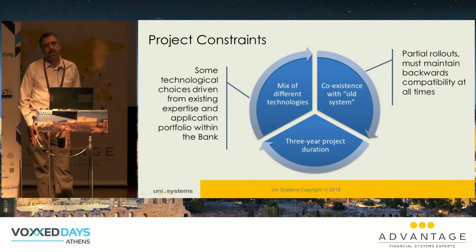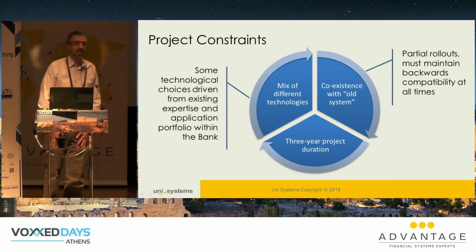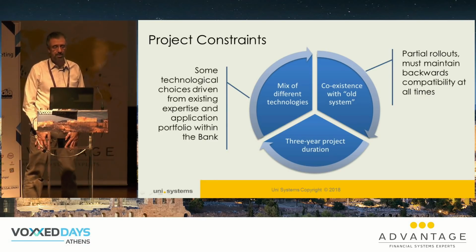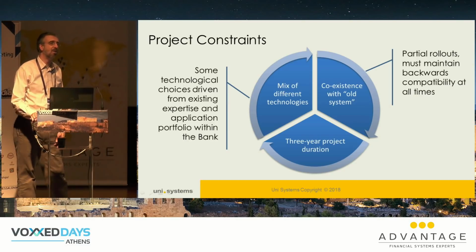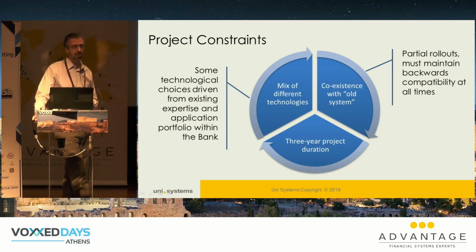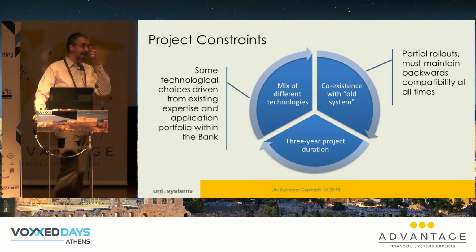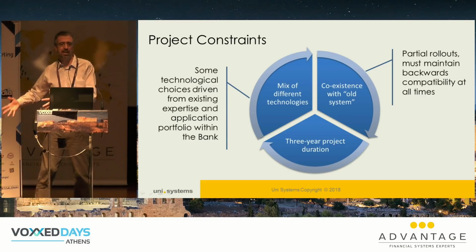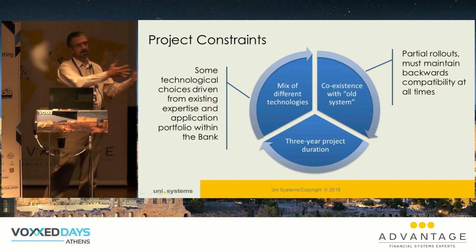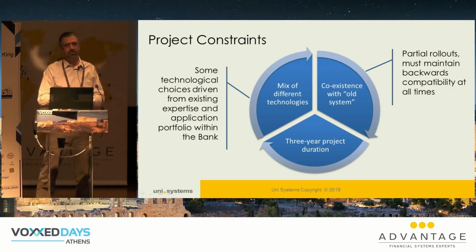Constraints of the project. An important one is that it has to be completed in 3 years, which may seem like a long time for some of you, but for such a project, it is not. Major constraint is coexistence with the old system. So at all times, you have to maintain backwards compatibility. That's a big pain. It's necessary because you cannot go big bang. You cannot just create your system and one day turn the switch and tell everyone, here are the new transactions. You cannot do this when you're talking about the core banking system.